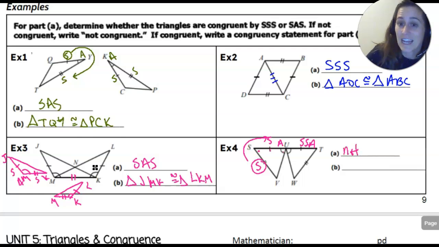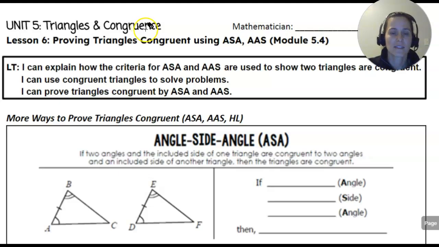Hi, we're going to take a look at lesson 6, which is about proving triangles congruent using ASA, AAS, and HL. We're going to explain how the criteria for ASA and AAS are used to show triangles congruent. I'm also going to be adding in HL and showing how to solve problems with it and proving triangles are congruent using ASA, AAS, and HL.